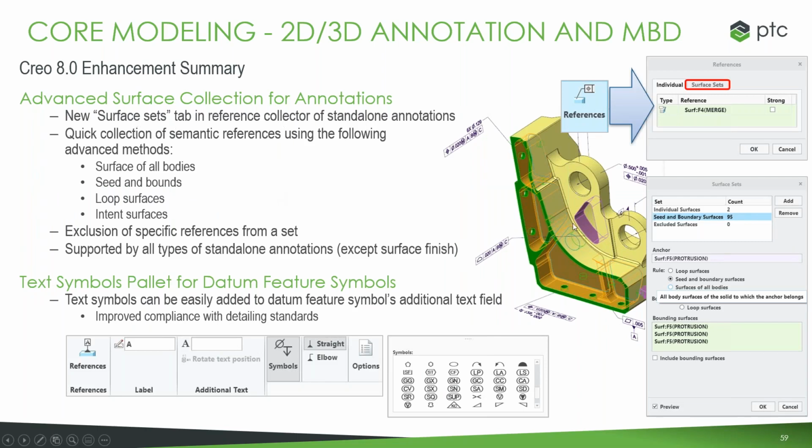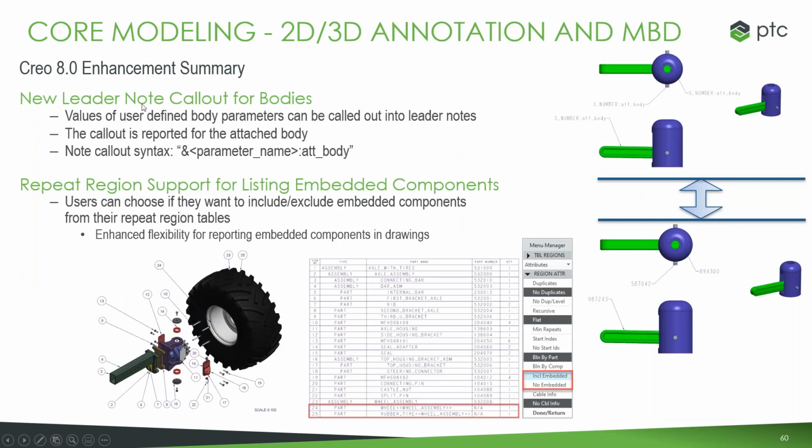Working with annotations, there are some new options around defining all of your surface sets for those annotations. That just gives you a few more options for using the selection tools for picking that. The last one is around leader callouts for bodies. We mentioned this already a little bit. We can call in the parameters from a body. So that's there, and also repeat regions. I did say this before. When you're doing components in your inseparable assemblies, whether your repeat region can look down inside that and show them or not as well.